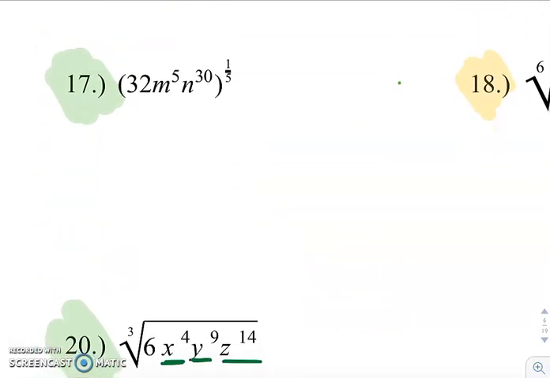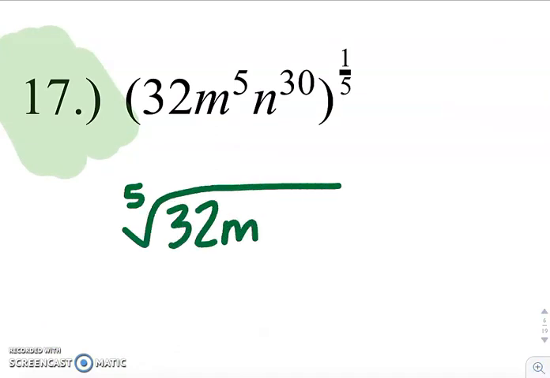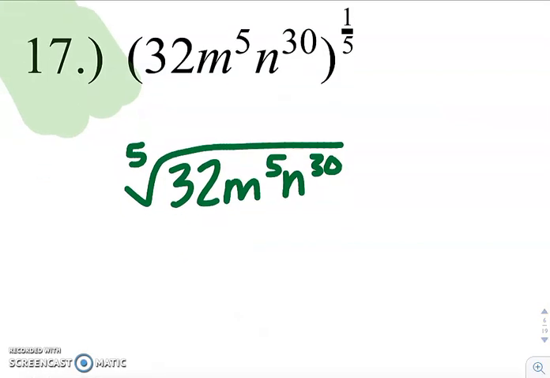Number 17 is not a radical or a root, but because we know how to go back and forth between the two, how could we rewrite the whole thing, 32 m to the 5th times n to the 30th, all to the 1/5 power, in root form? It would be the 5th root of all of that, 32 m to the 5th n to the 30th. We could put it to the first power, but anything to the first power is just itself. Now we can take the 5th root of everything like we've been doing.